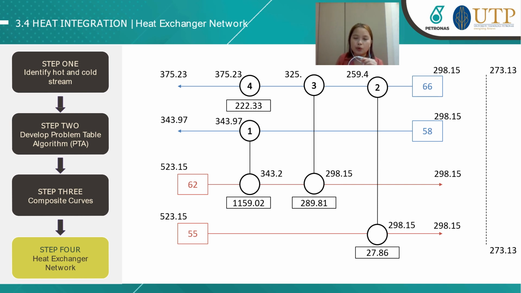From this network, we can see there are 3 heat exchangers required with 1 heater for the heat integration. The first heat exchanger is used to exchange heat between stream 58 to stream 62, and the second heat exchanger is used to exchange heat between stream 66 and stream 55, and the third one is used to exchange from stream 66 to stream 62, and finally an extra heater is required to complete the heating of stream 66 to temperature of 375.23 Kelvin.